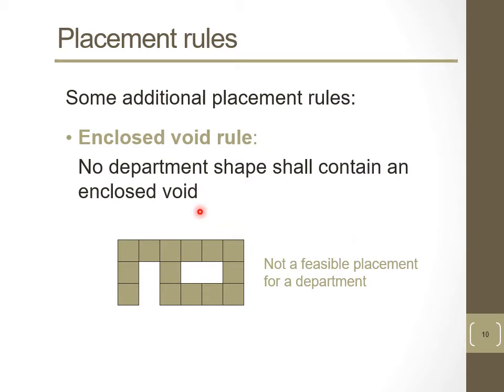So that's why this is not a feasible placement for a department. The problem may not be this part here, but the problem is the part here. The empty area here is not a feasible department shape. It doesn't satisfy this enclosed void rule.